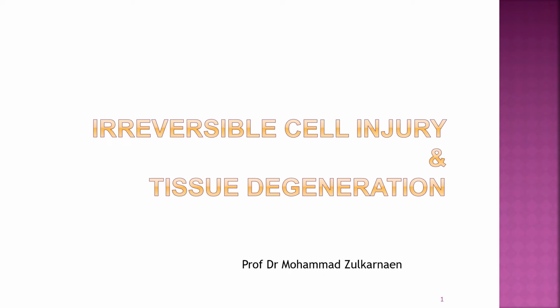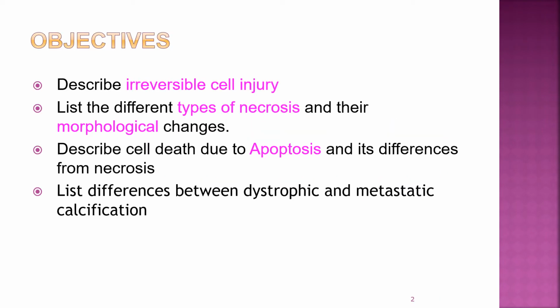We are going to look at irreversible cell injury and tissue degeneration in this lecture. In this lesson, we will describe irreversible cell injury, list the different types of necrosis and their morphological changes, describe cell death due to apoptosis and its difference from necrosis, and list differences between dystrophic and metastatic calcification.